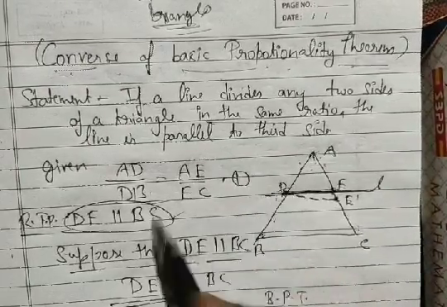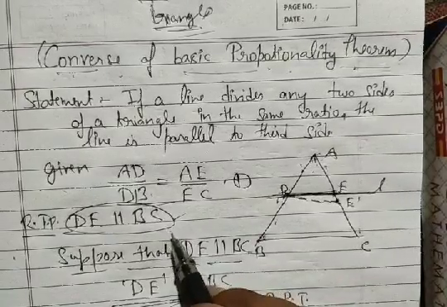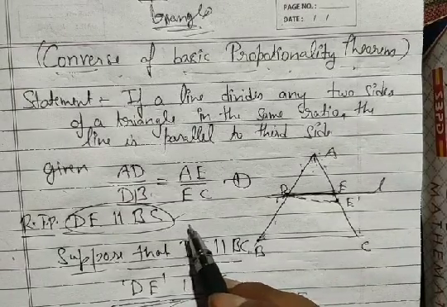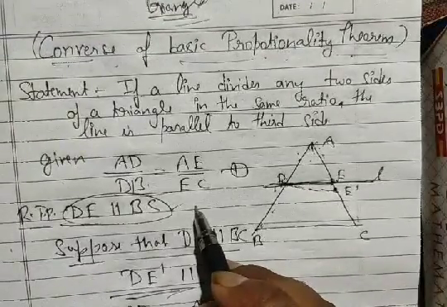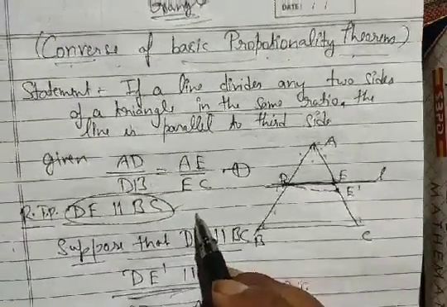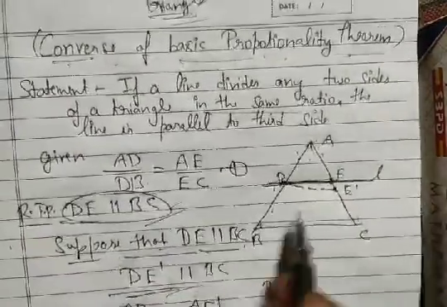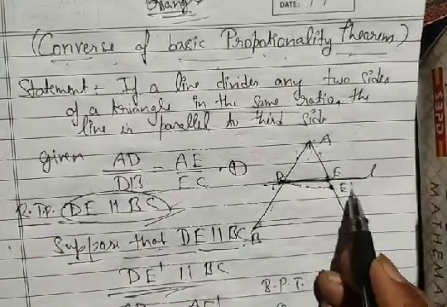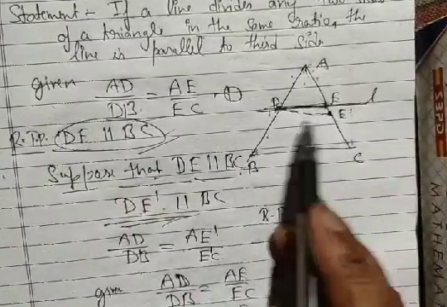There is no direct proof of this converse part. To prove the converse, we are just going to use the contradiction method. What is the contradiction method? We suppose that DE is not parallel to BC. We take some neighborhood point E prime. We suppose that DE prime is parallel to BC.